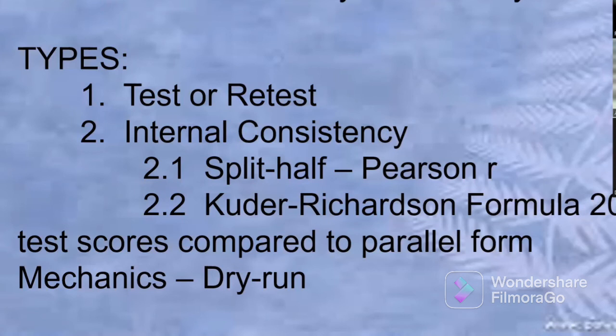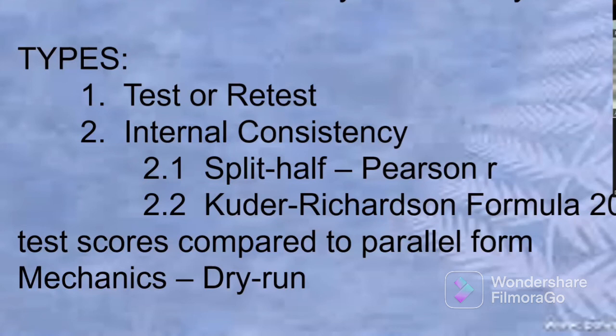And then there is 2.2. You can use the Kuder-Richardson formula, or you can have the test scores compared to the parallel form. One example, in a classroom scenario, you have your midterm exam. The scores in the midterm exam must be compared to the 5-time quizzes exam. Compare mo yung dalawa by using the Kuder-Richardson formula. Okay?